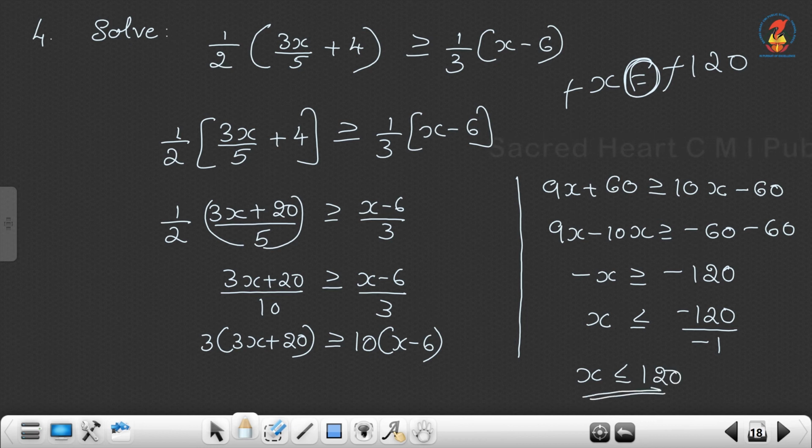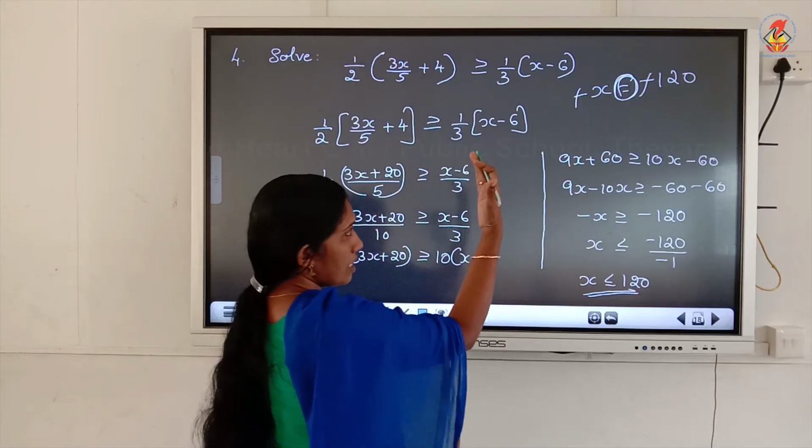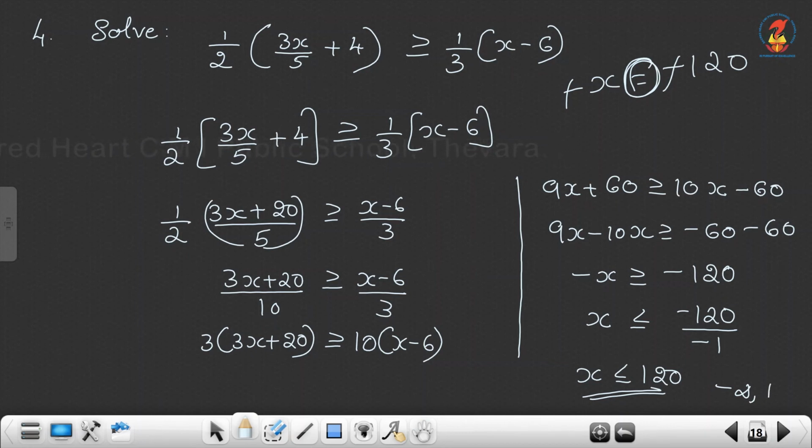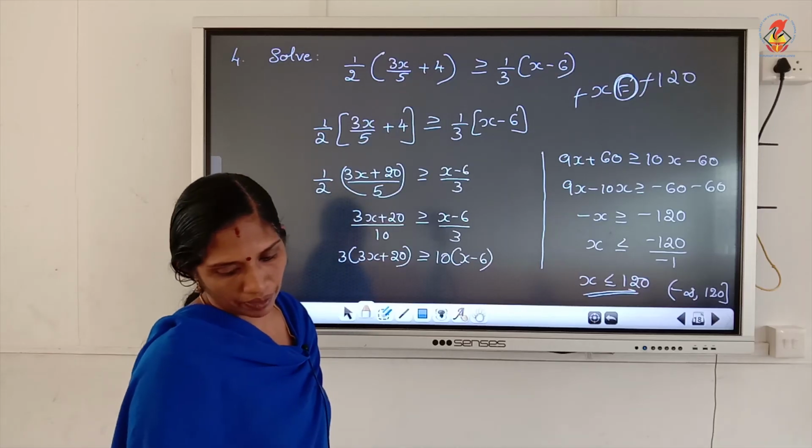Now how to write it as an interval? x is less than or equal to 120. So 120 and less than that. So on the left side, that is, from minus infinity to 120. Okay, minus infinity to 120.